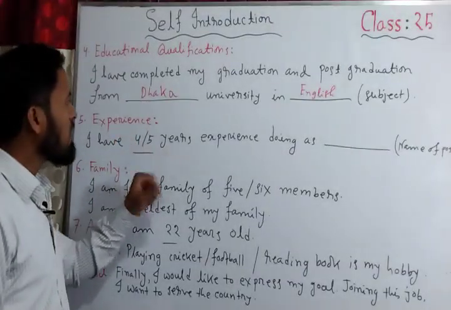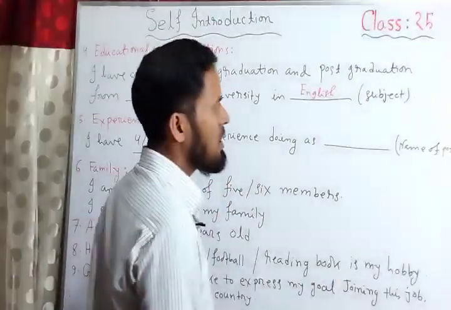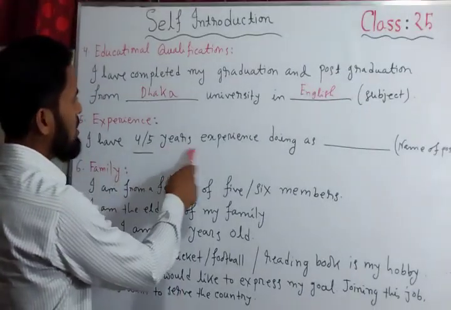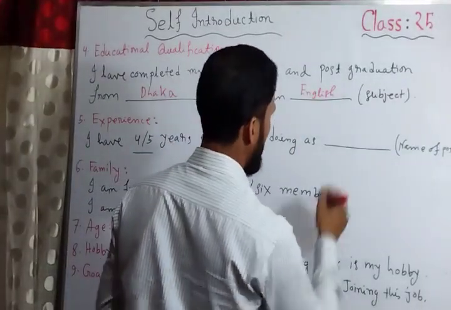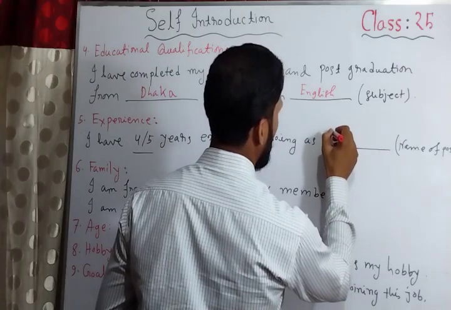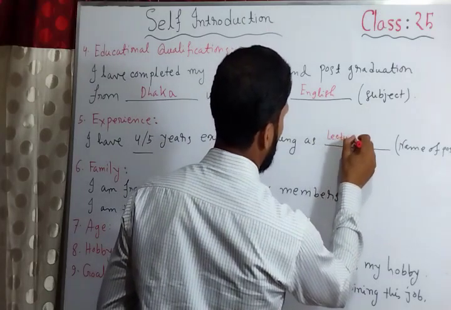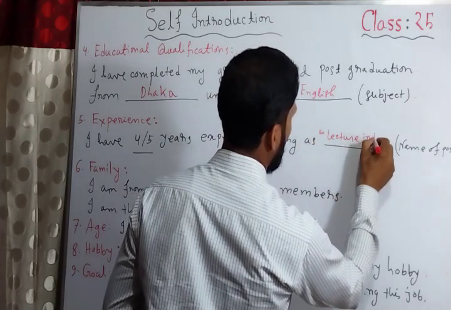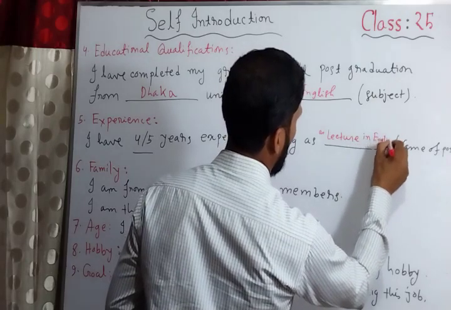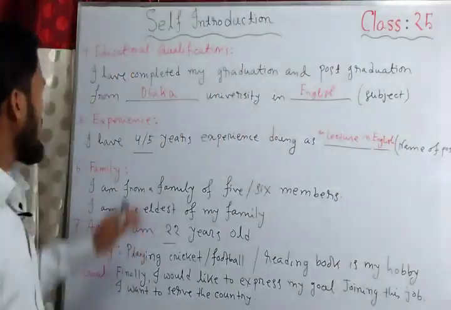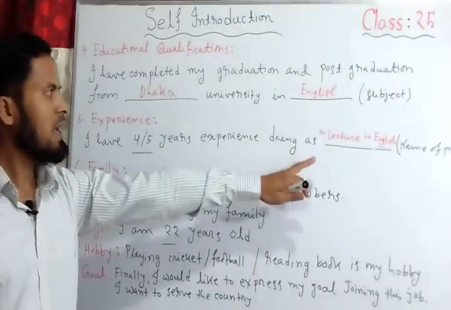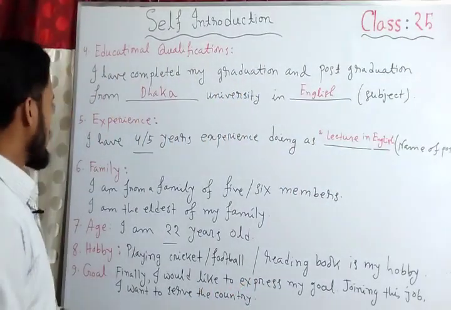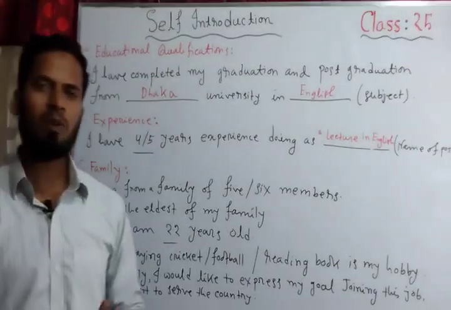Experience. I have 4 or 5 years experience doing as what? Name of the post. That means what are you doing? You have to say the post name. I have 4 years experience doing as an lecturer in English. Okay.